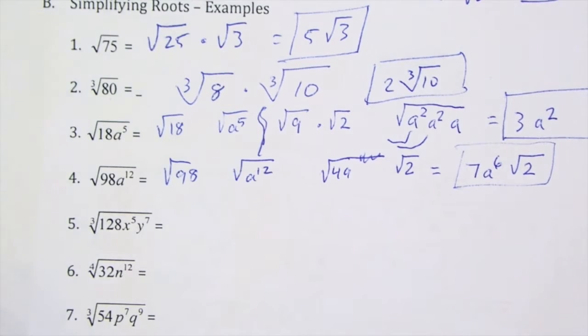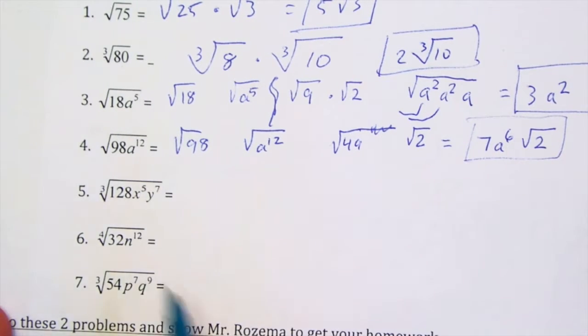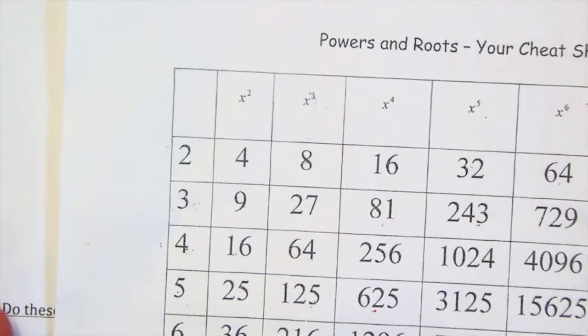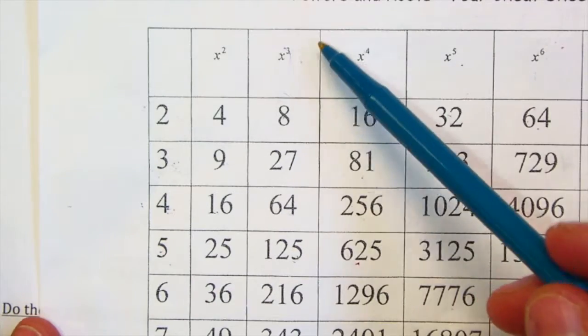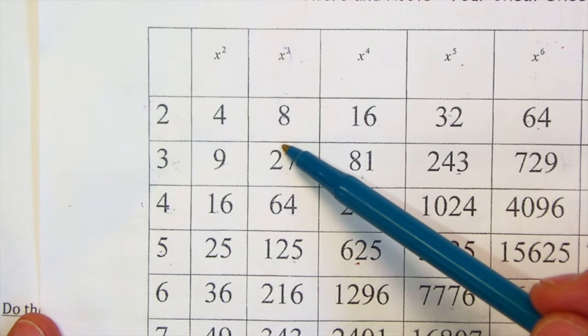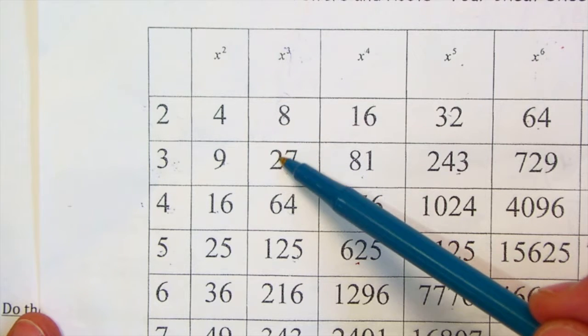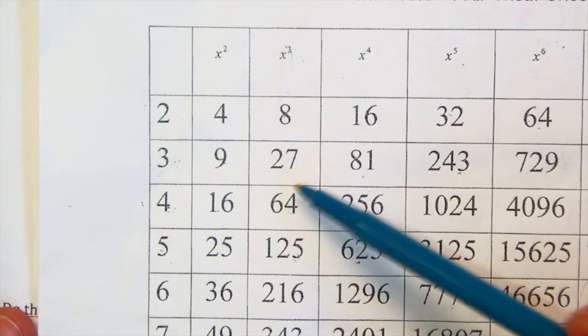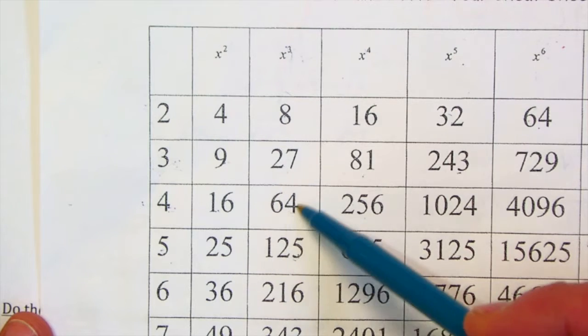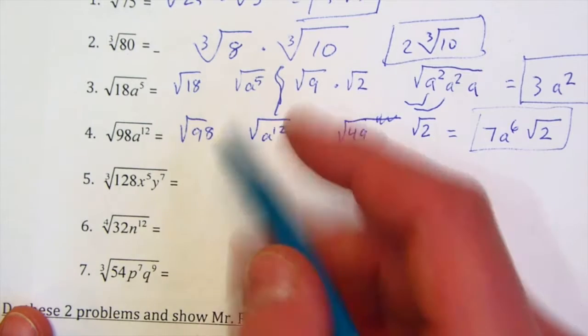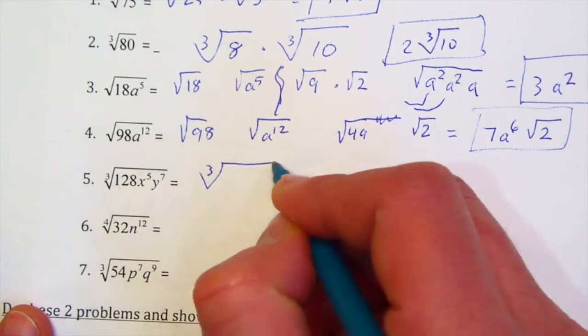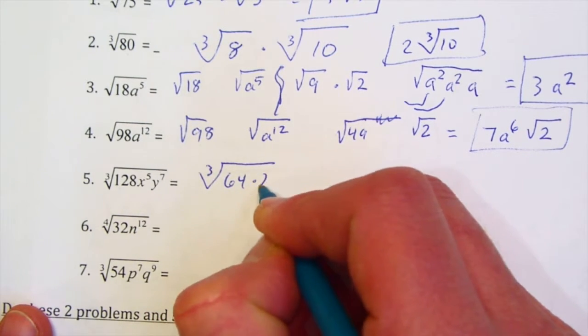Try a couple more. Here are the tough ones. Here's cube roots. We're doing a cube root of 128. So I'm going to go down my list and see which one of these cube roots divides nicely into 128. Ooh, I get right here. 64 goes nicely into 128. So I'm going to go cube root, I'm going to call you 64 times 2, like that.